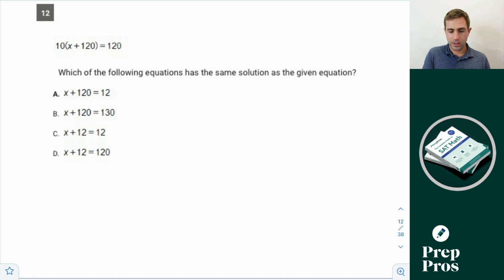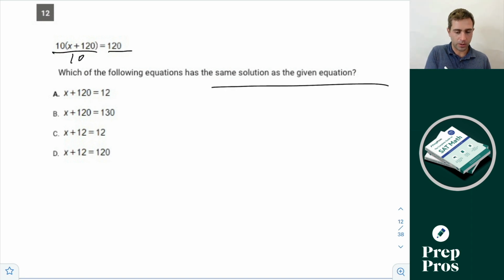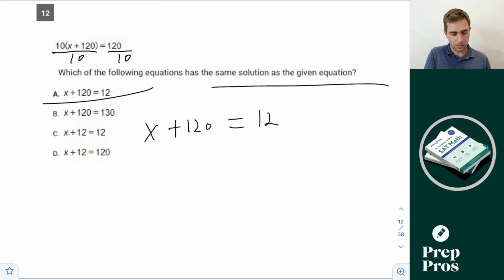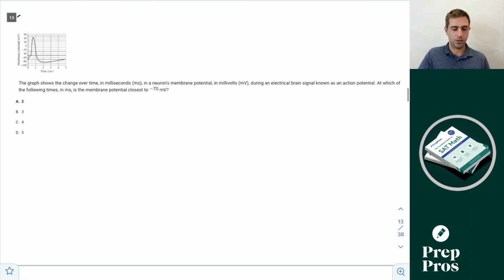Which of the following equations has the same solution? Well, we'll see if this works here, but most of the time with these, you can just simplify them down and find the same equation. So we divide both sides by 10. We'd get x plus 120 is equal to 12. And we do see that exact same thing, so A is going to be right, and we get to move on.